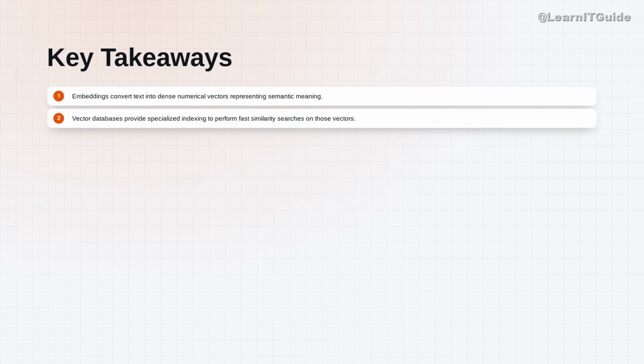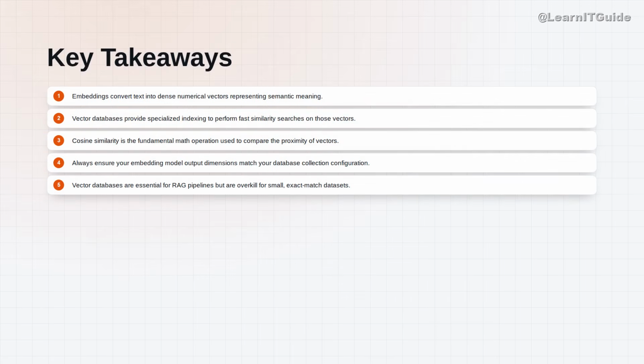Let us recap what we learned. Embeddings are just the numerical representation of meaning. The vector database is the engine that stores and retrieves those numbers at scale. Remember that similarity is calculated using cosine distance. Always check your vector dimensions before indexing data. And finally, use these tools only when your application demands semantic understanding rather than simple string matching.